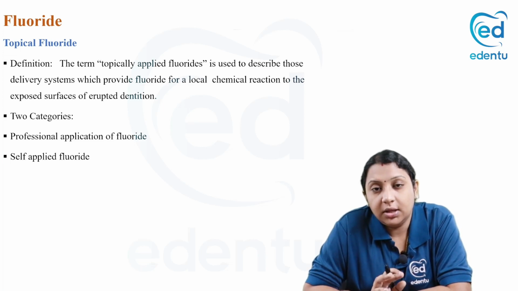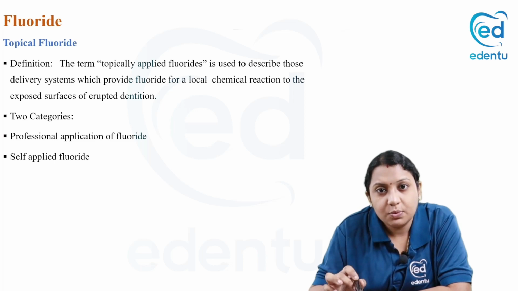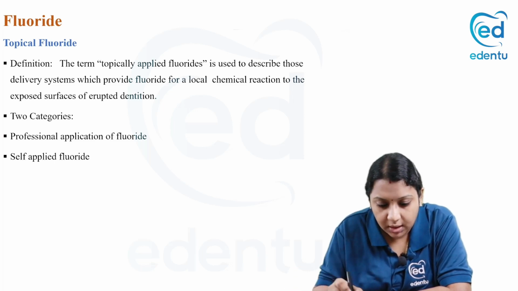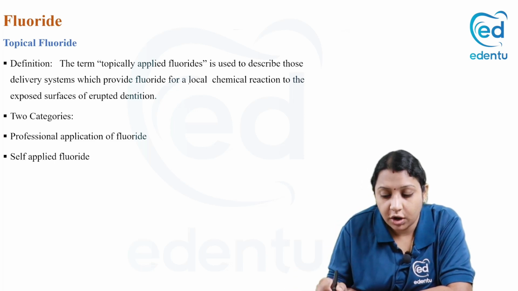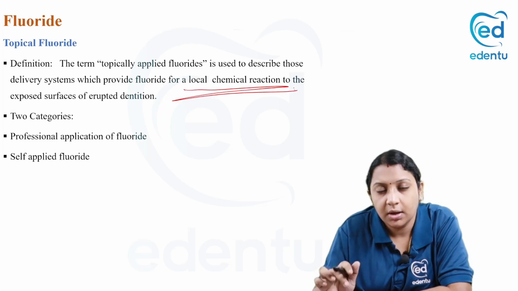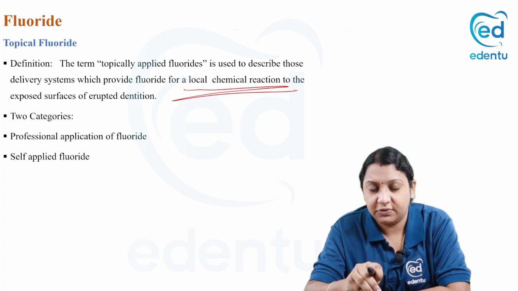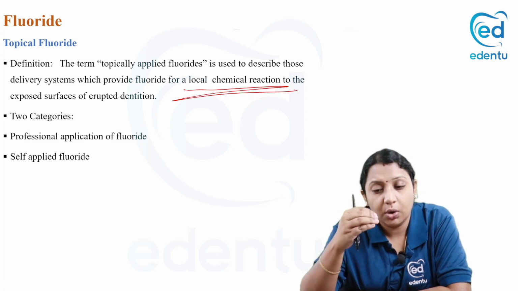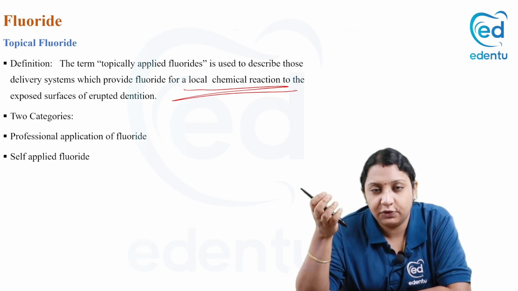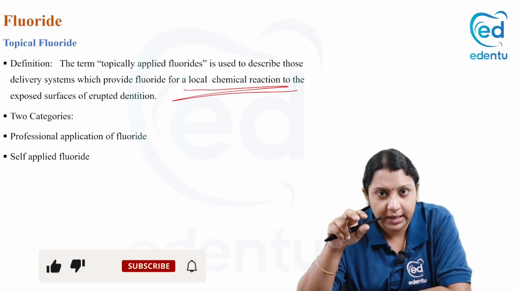Then we have the application. How is it applied? We have topical fluoride. So what do you mean by topical fluoride? It is the delivery system for a local chemical reaction to the exposed surface of the erupted tooth. When we apply it locally to that specific area, onto the local external surface, we can call the application of the fluoride a topical application.